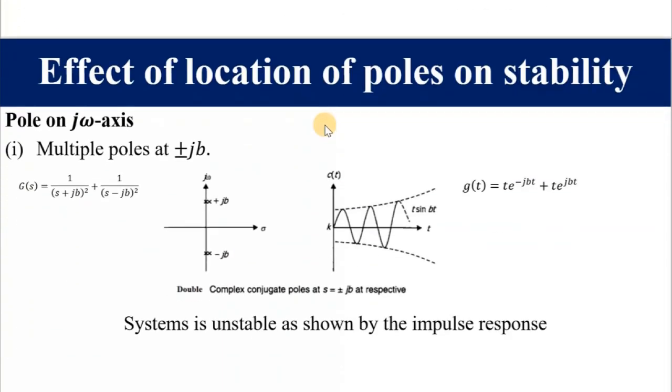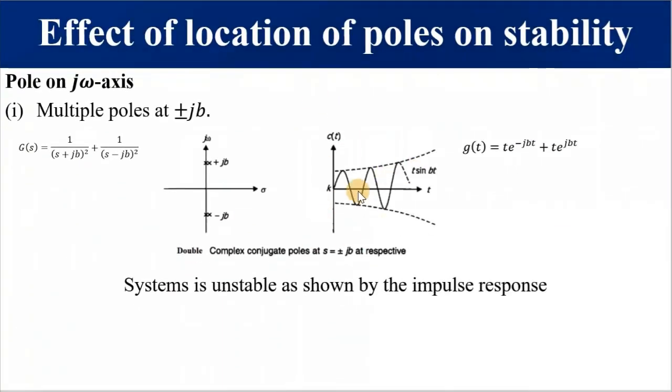Take note, this is an unstable system. Please take note of the response. It is increasing, both in the negative direction and in the positive direction. And this is the response, and this is the location of poles. These poles are on the j omega axis. In other words, we have a double pole at plus or minus jb, a double pole at this point, and also a double pole at this point. And the system is unstable. Multiple pole simply means double pole here. Please take note of the time response and the Laplace transform of this.